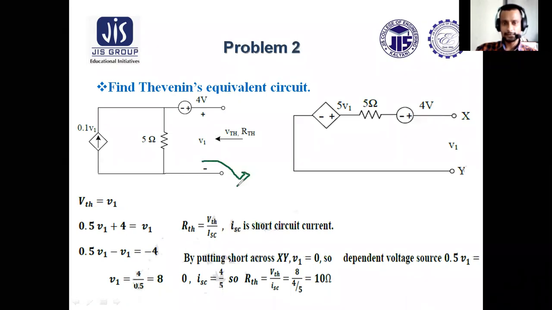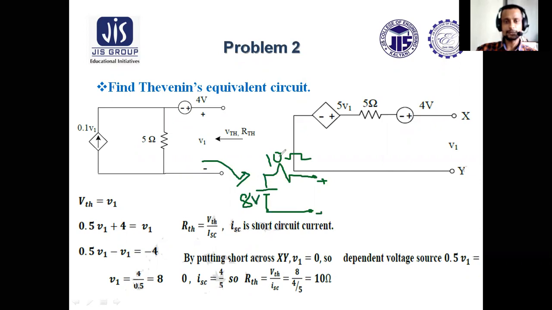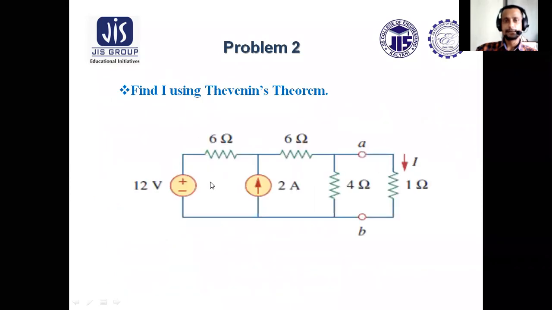So this circuit can be redrawn as, this complex circuit can be represented by this Thevenin's equivalent circuit, where 8 volt is VTH and 10 ohm is RTH. Next, solve this problem using Thevenin's theorem. Find I.